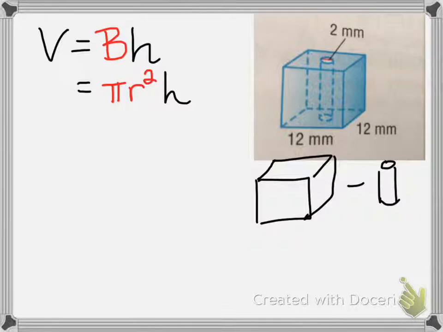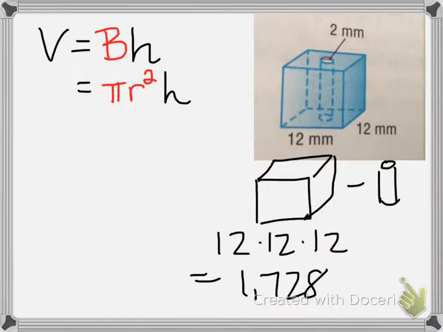So we have two parts here. We do have to do the volume of the cube. This is actually easy because the volume of the cube would be length times width times height, which is 12 times 12 times 12. So the volume of the uncut cube is 1,728 cubic millimeters. And what we're going to have to do is calculate the volume of that cylinder that's on the inside so we can subtract that away.